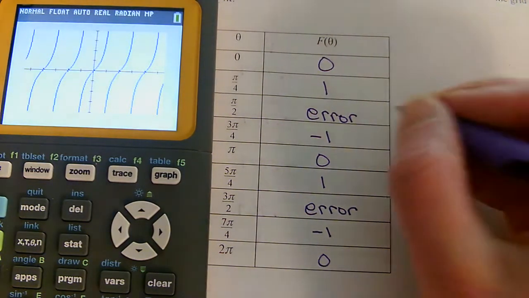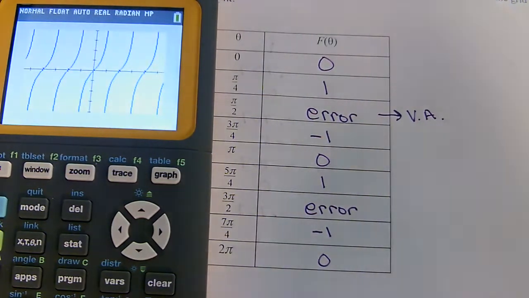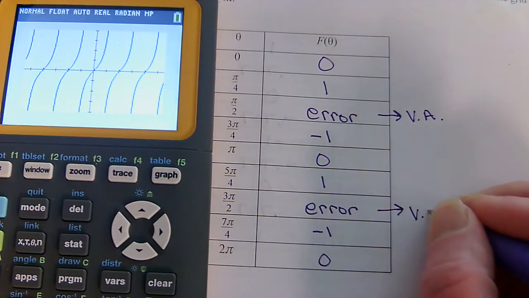Ah, that is a vertical asymptote. That actually means that we were dividing by 0 there. We had an undefined. That's why we're getting an error in the calculator, is that I was dividing by 0. And so I get a vertical asymptote there, and then another one there.